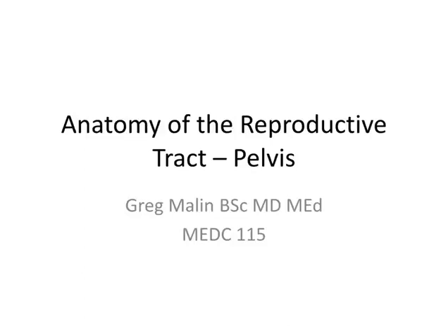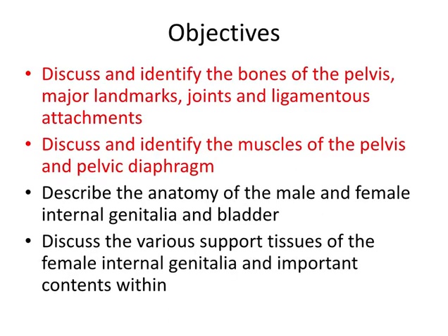Hello, this is the first in a series of recordings for anatomy of the reproductive tract focusing on the pelvis. There's another region called the perineum which we'll focus on in another set of lectures. Here are the objectives for all of the pelvis, and we'll focus on bones, joints, ligaments, and muscles first of all.